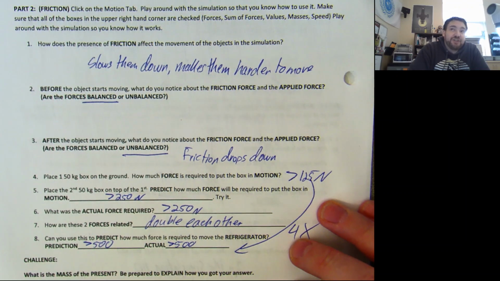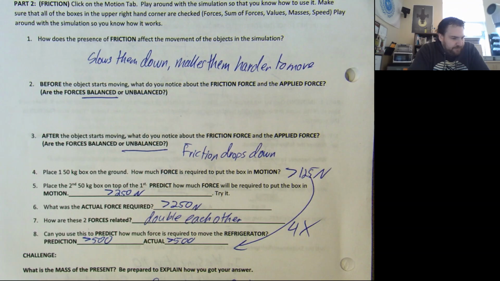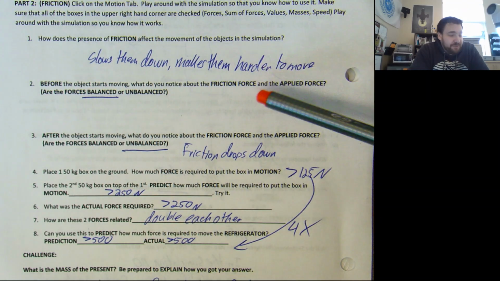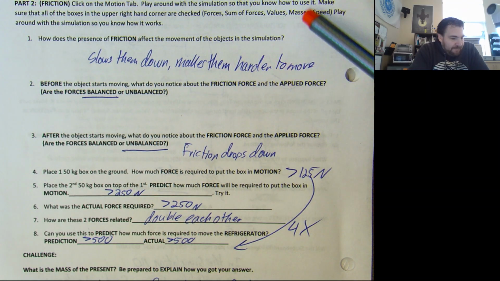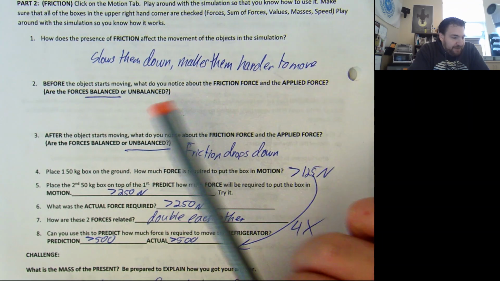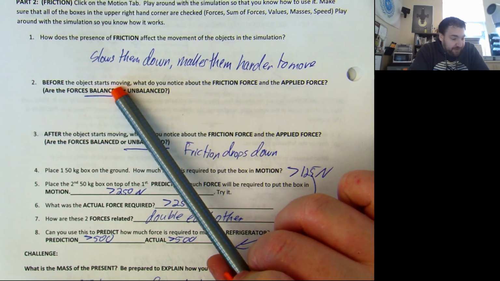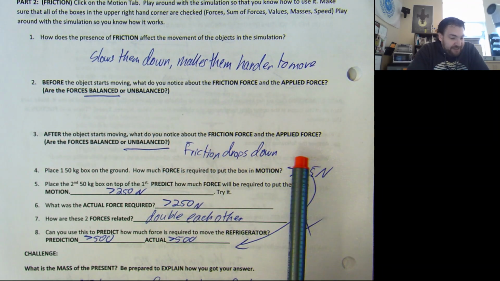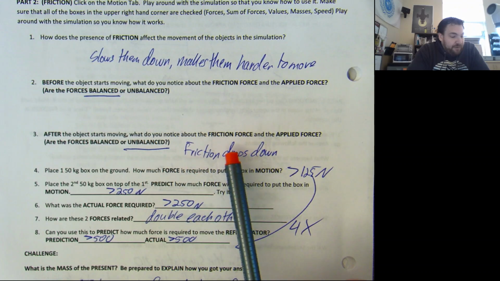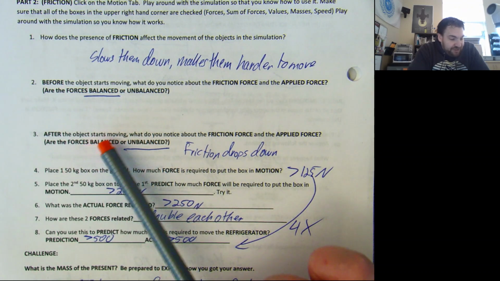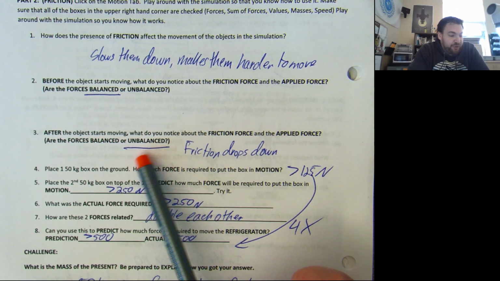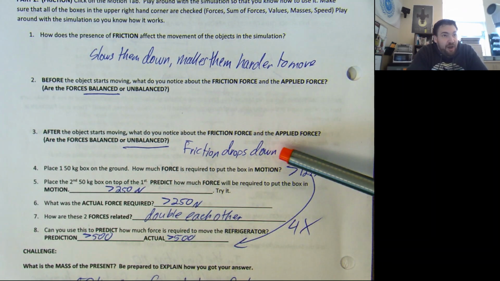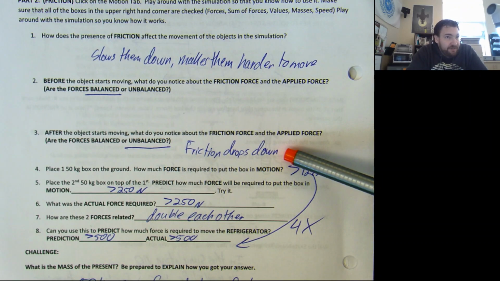And then you added friction in step 2, in part 2. So the presence of friction slows things down and makes it harder to move. These are the responses you could have given. Friction and applied force would have been balanced before the object starts moving, and you would have increased the applied force. Eventually, what you should have noticed is that once the object starts moving, friction and the applied force are no longer balanced. They're now unbalanced, and the size of the friction force actually drops. So it doesn't stay what it was.